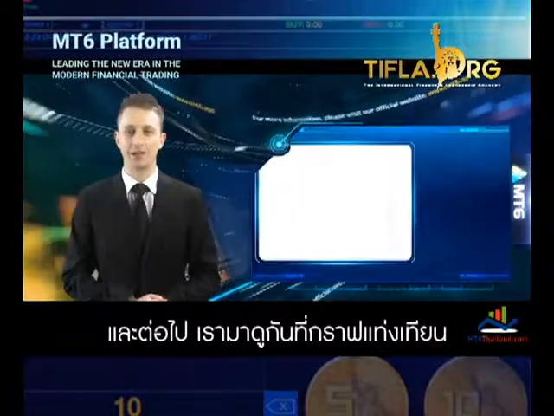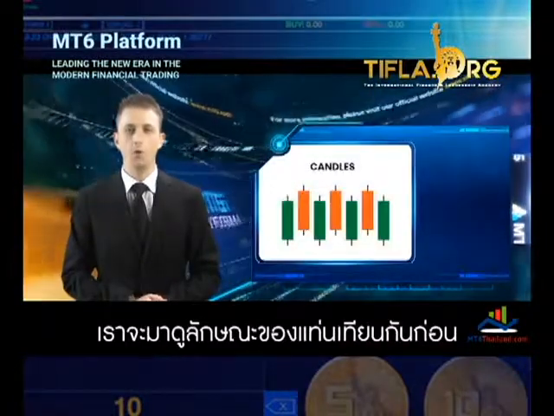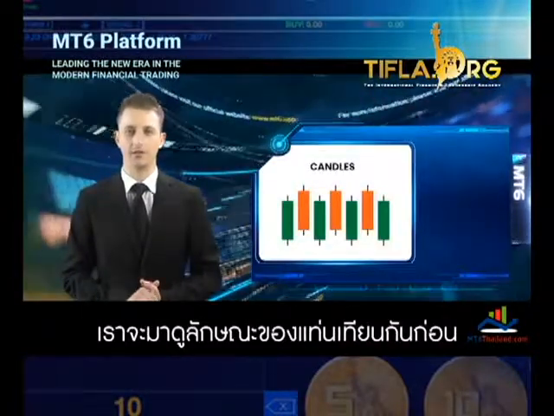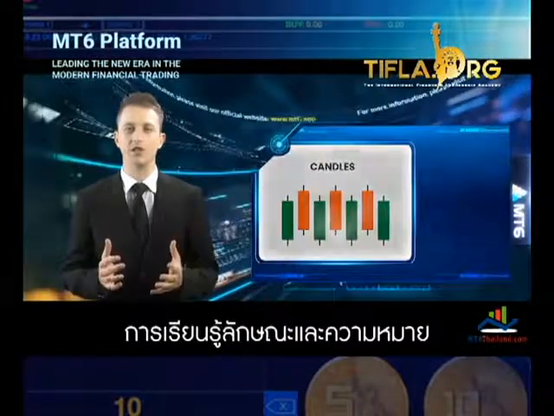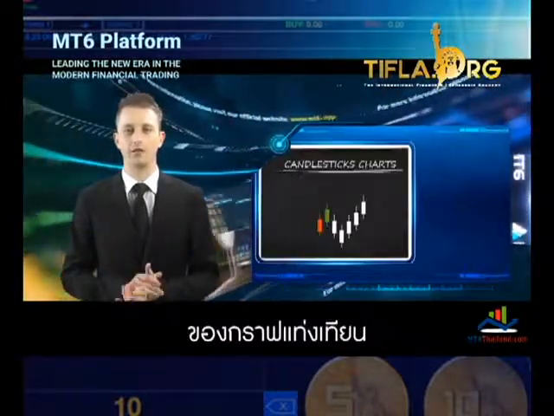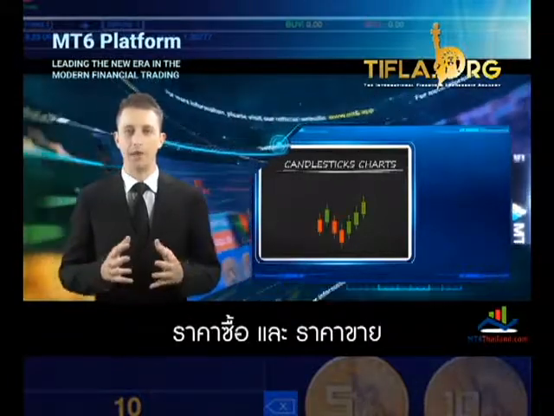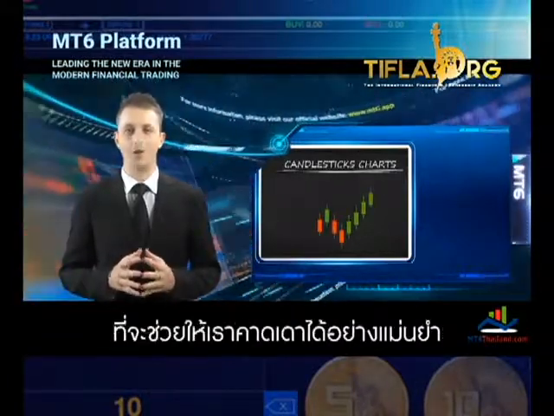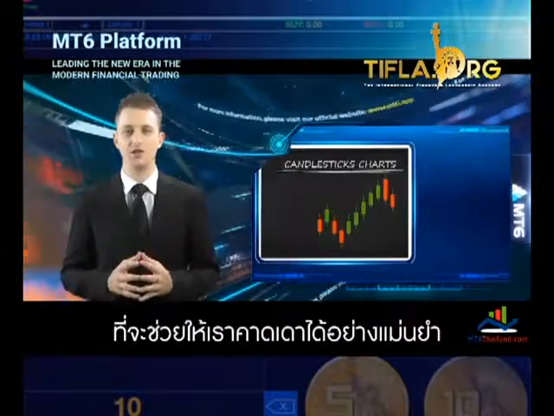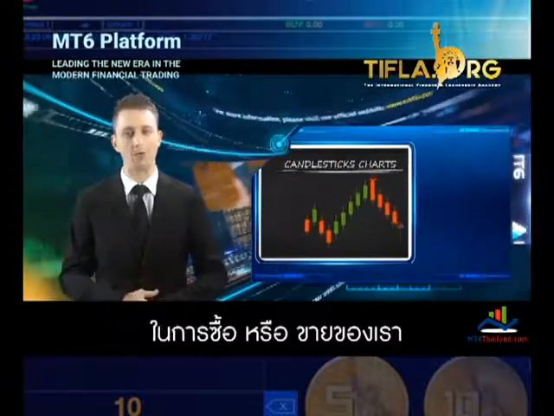Next, let's take a look at candles. We will first look at the features of candles. Knowing the features and the meaning of the parts of the candlestick will help us understand the market trends, buying prices and selling prices to help us make accurate predictions for the transaction that we are about to make.